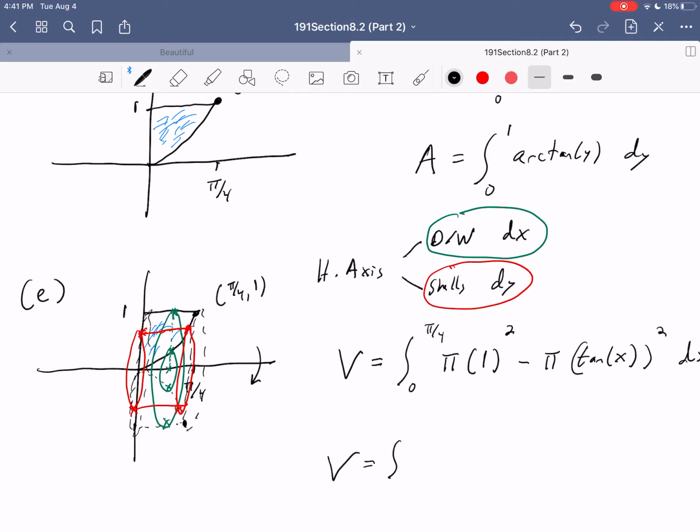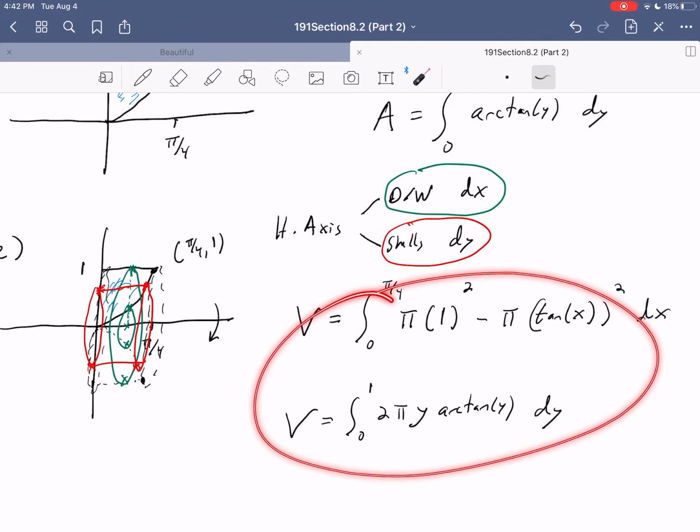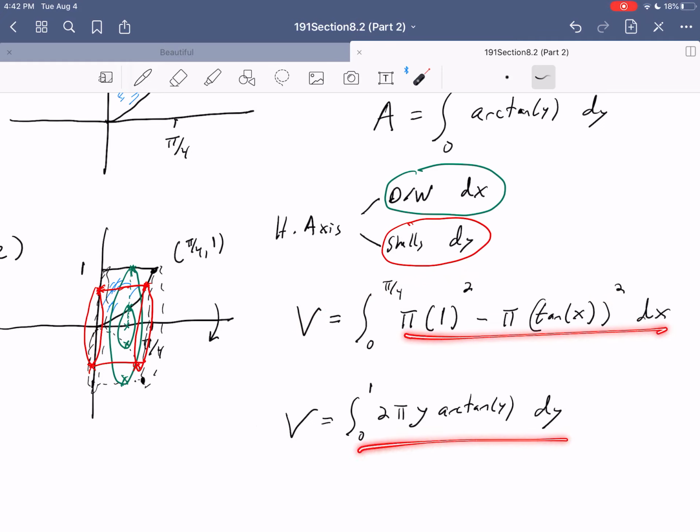So we'd have the integral 0 to 1, 2 pi. The radius, which would be this, is your choice of y value. So you'd have 2 pi y. And then, of course, the height, even though it's on its side, would be out to our function. And, of course, remember our function is arctangent. So we'd have arctan of y dy. So there we go. There's two equivalent integrals, one with respect to x, one with respect to y.